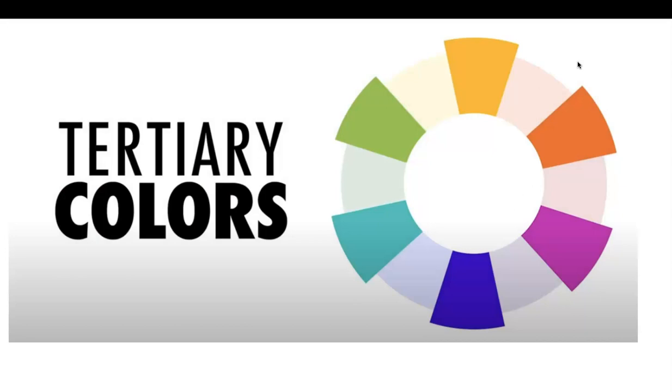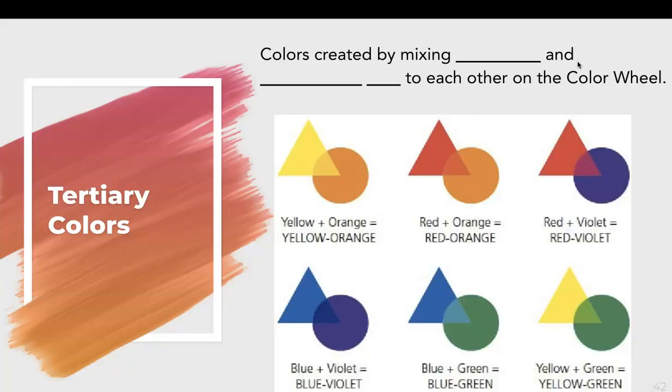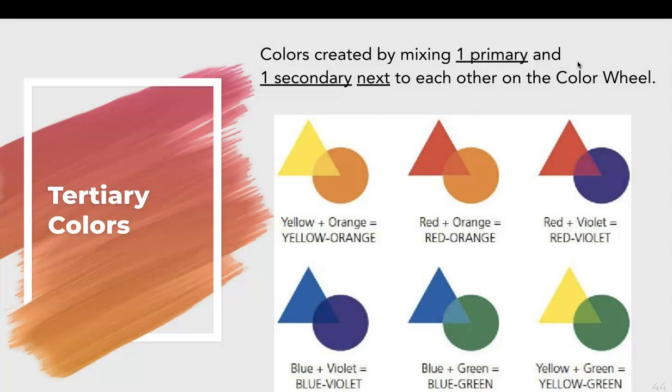Now let's talk about the tertiary colors. Now these are the colors that fit between the primary and secondary color. They're actually really easy to remember. So tertiary colors, they're created by mixing one primary color and one secondary color next to each other on the color wheel. For example, if we mix yellow and orange together, we get yellow-orange. If we mix red and violet together, we get a color that we call red-violet. It's kind of like a magenta. If we mix blue and green together, we get blue-green, which is kind of like a teal or a turquoise. Again, really easy to remember.